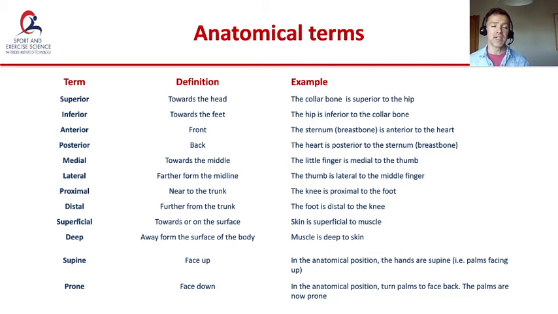Medial and lateral. Medial, we said, means towards the midline. Lateral, we said, means further away from the midline. So if we think about your body, your hands specifically, in that anatomical position, when we said you're in the anatomical position, your palms are facing forward. So when we are in that position, our little finger is medial to our thumb. Our little finger is closer to the midline of the body compared to the thumb. Conversely, the thumb is lateral to the little finger. It's further from the midline of the body. It's away from the midline.